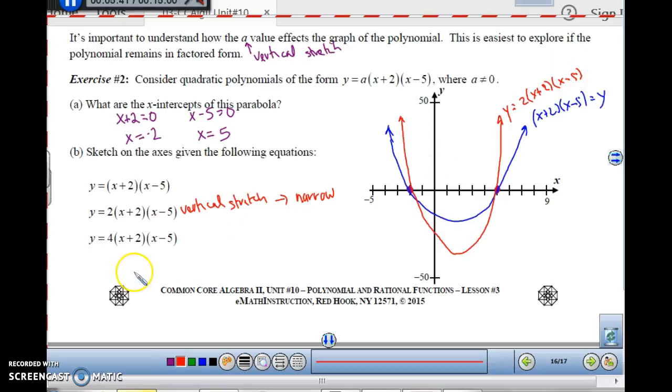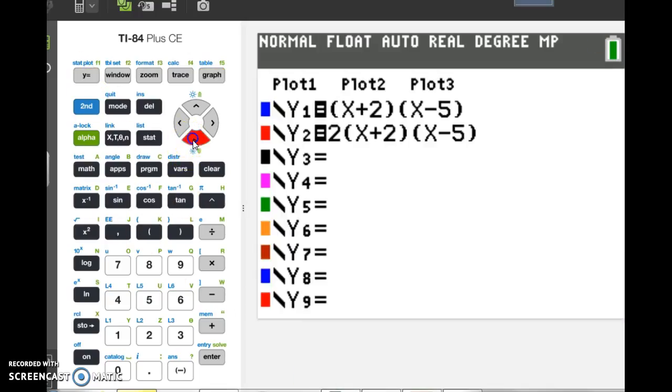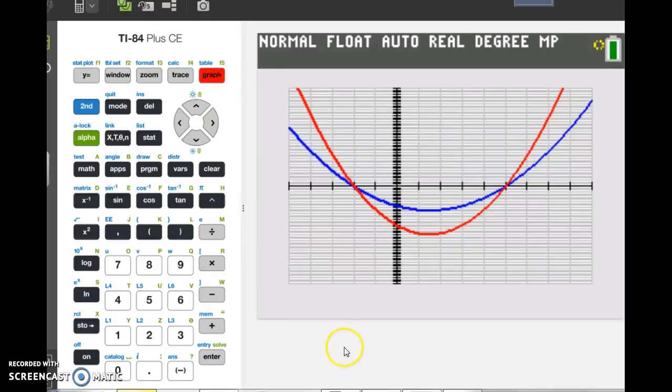All right, so 4 is going to stretch even more. X plus 2 times x minus 5, so that should be even narrower. Let's see if it is. All right, so I'll do that third one in black. This is 4 times x plus 2 times x minus 5. So that's going to stretch even more, and you can see it comes down even farther, but the x-intercepts stay the same every single time, because when you do a vertical stretch, it only affects the y-coordinate, not the x-coordinate.